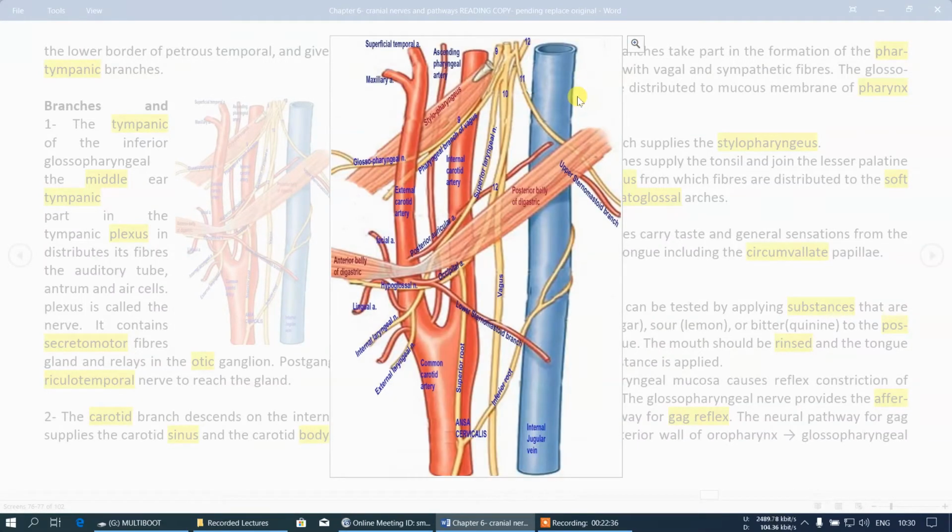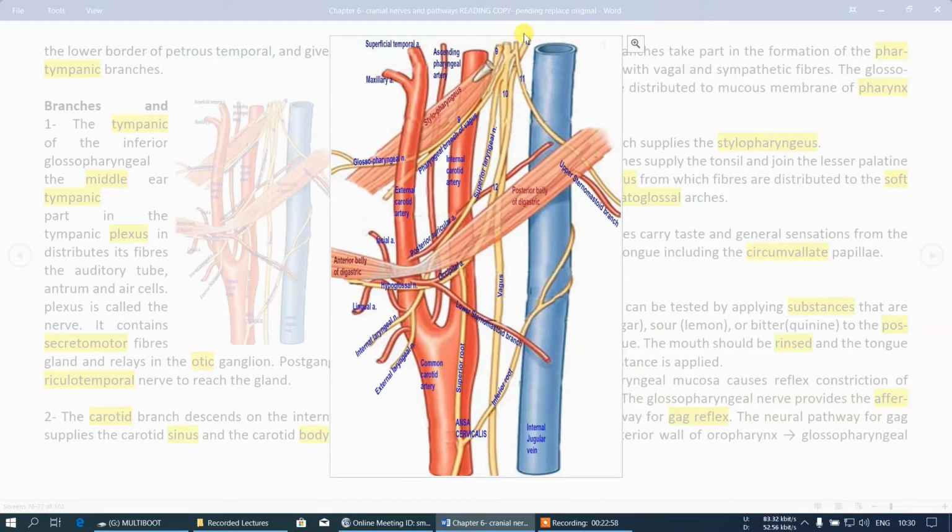Now this is a key diagram. This is mentioned in the 9th, 10th, 11th and 12th cranial nerves. This is a common diagram for all four, the 9th, 10th, 11th and 12th nerves. So you should refer to this in all four.